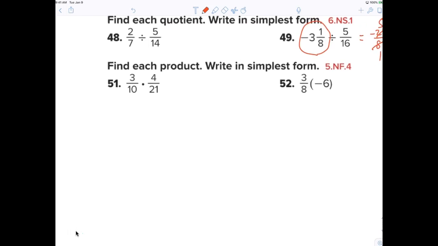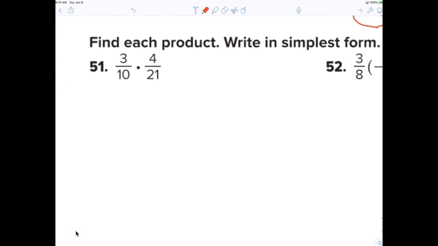All right. 51. Miss Cussel, what do I do? Cross cancel. Good. It would be 1 is 1, 21 and 7. And you could do 4 and 10, and 4 and 2, and 10 is 5. Final answer? 2 and over 3. How's that, guys? Everybody feel good with that? Not bad.